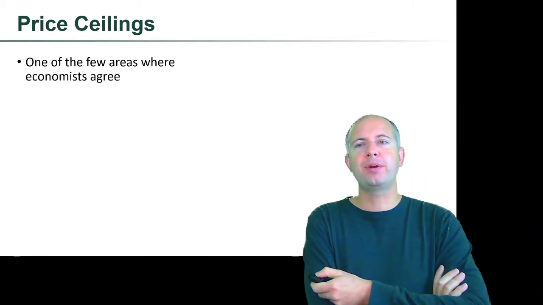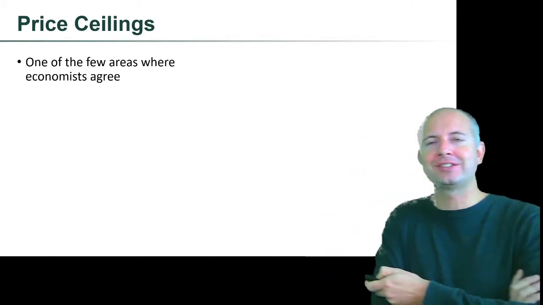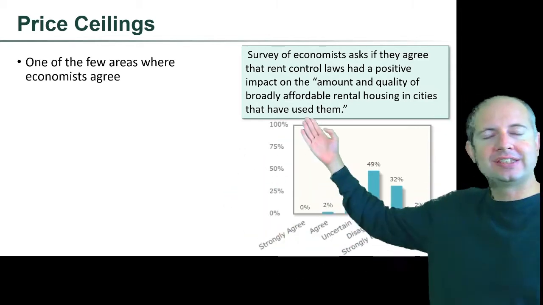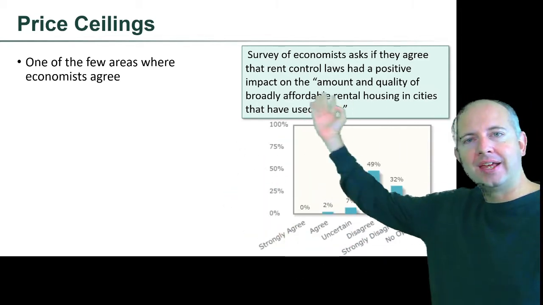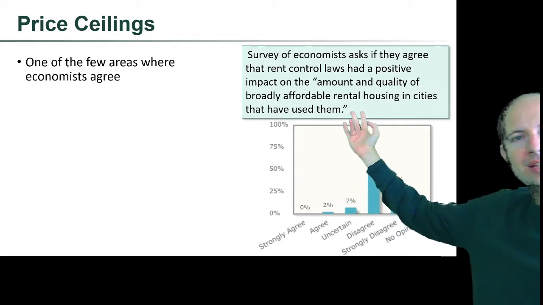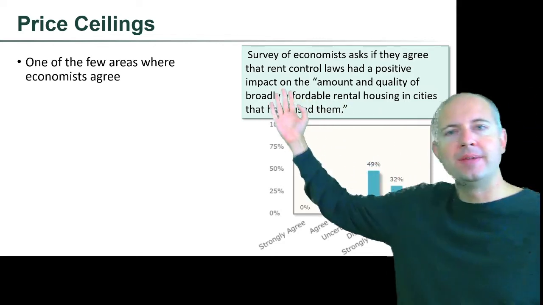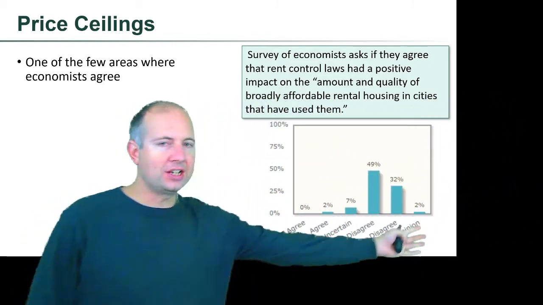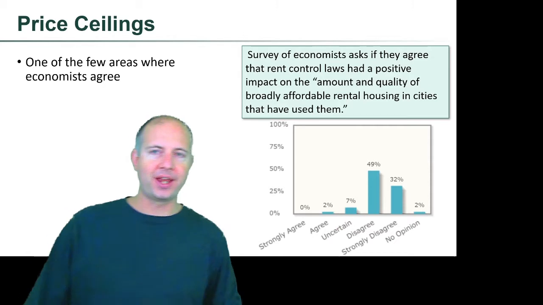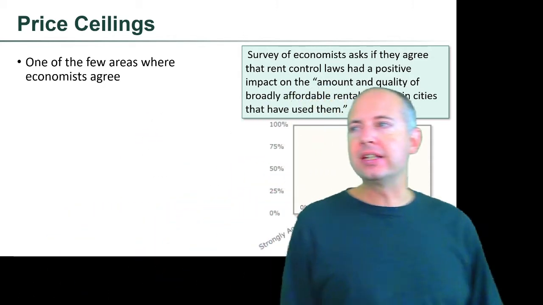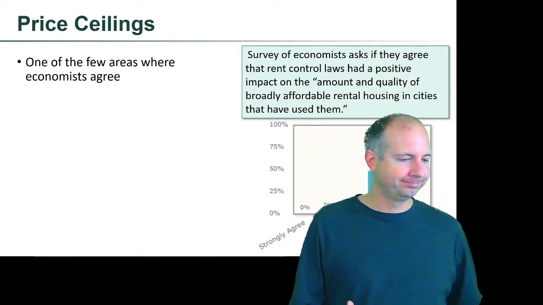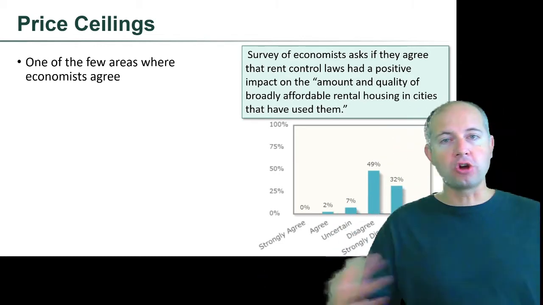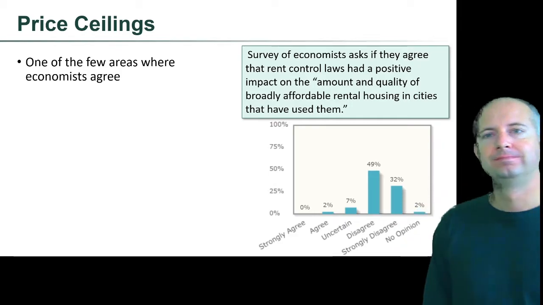Price ceilings are one of the few areas where economists agree. A survey asked economists if they agreed that the amount and quality of broadly available rental housing in cities that have used rent control has a positive impact. And there was strong disagreement with this. There is general consensus among economists that price ceilings actually do harm to the people they're trying to help. They actually make it harder to find affordable rental housing.